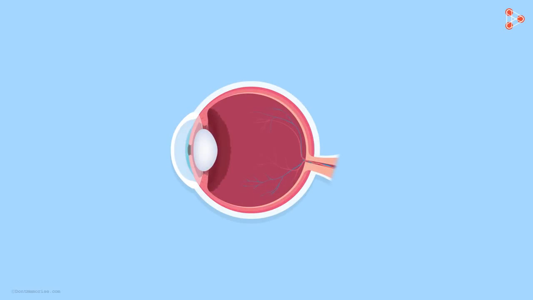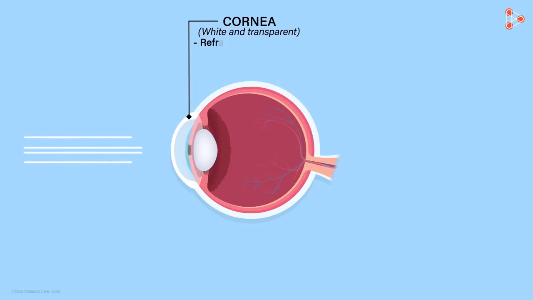Let's begin. The outer layer of the eye is called the cornea. It's white in color and transparent. Transparent? Yes, it means that it allows light to pass through it. In fact, cornea refracts or bends the light passing through it. And much of the refraction inside the eye is done by cornea. But wait, it not only refracts light but also protects the inner parts of the eye.